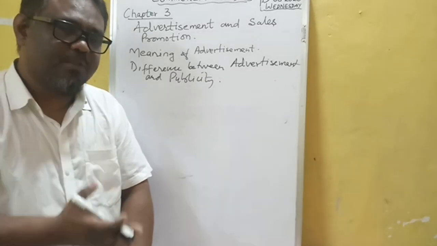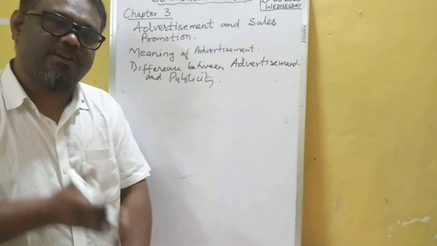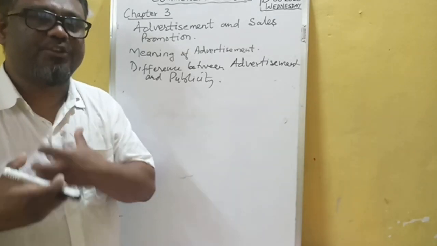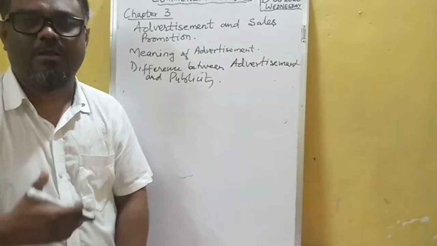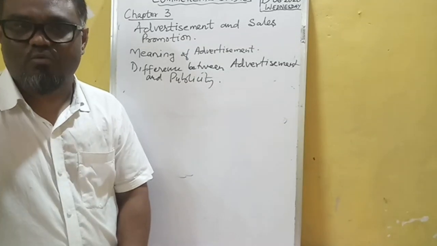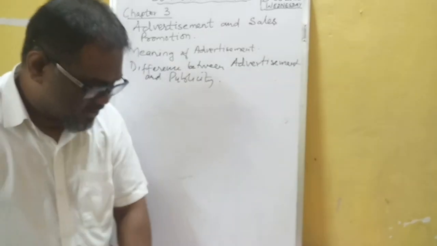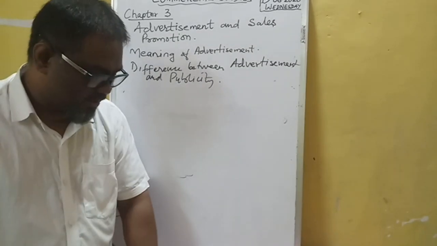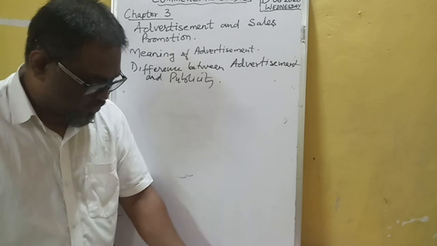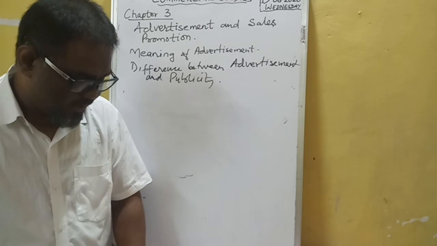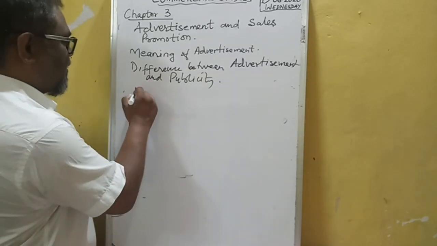Advertisement is mainly done for increasing the demand to sell more and more products. The main reason behind advertisement is to increase sales. But publicity is not meant to make goods popular in the market. So this is the difference between publicity and advertisement. After that, we'll go to the importance of advertisement.